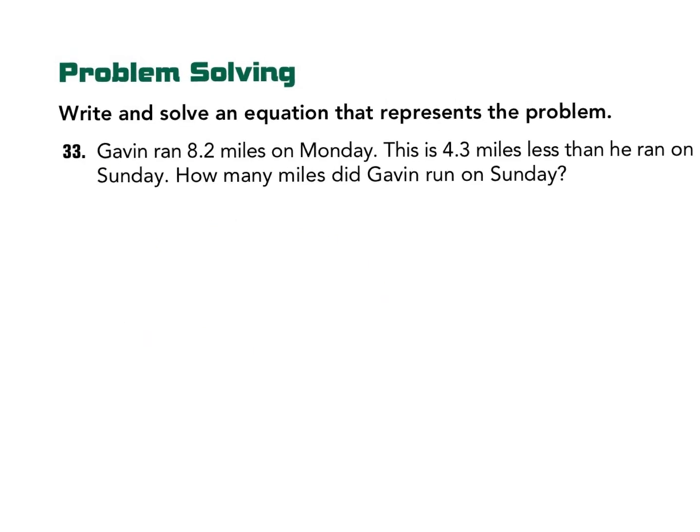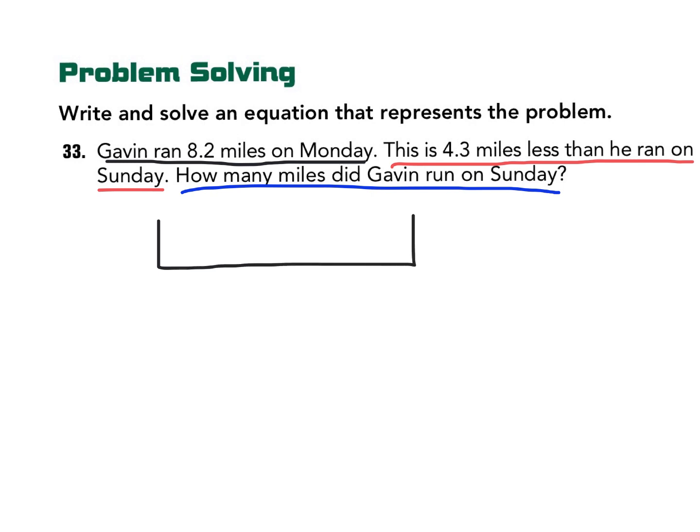Look at number 33. They want us to write and solve an equation that represents the problem. Gavin ran 8.2 miles on Monday. This is 4.3 miles less than he ran on Sunday. How many miles did Gavin run on Sunday? So there's different ways to do this. Whatever method you choose, we need to notice that basically they're telling us that he ran more on Sunday than on Monday. So the most he ran was on Sunday.